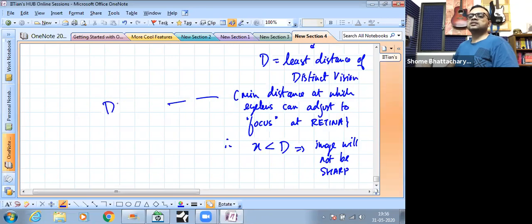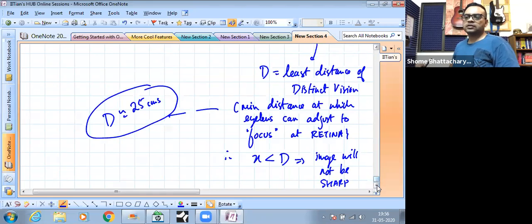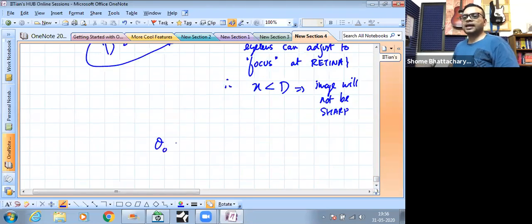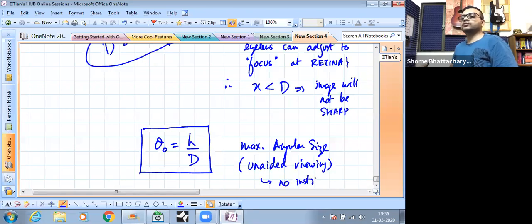Okay. So for normal adults, D is statistically approximately 25 centimeters. We are limited by our physiology of the eye lens and the entire optical system that we have, so we cannot bring an object closer than about 25 centimeters. That is why we say that the maximum angular size for a small object of height h without any optical instrument is given by this. So this is the maximum angular size for unaided viewing of an object. Unaided means no instrument. You're not viewing through any instrument.